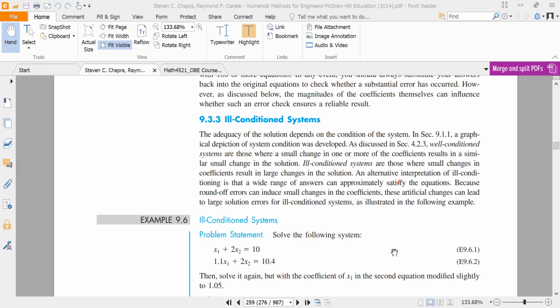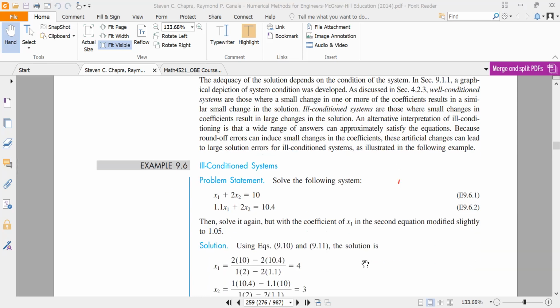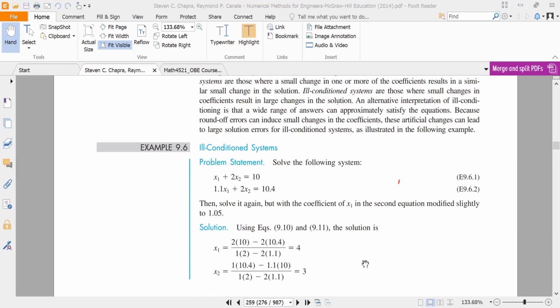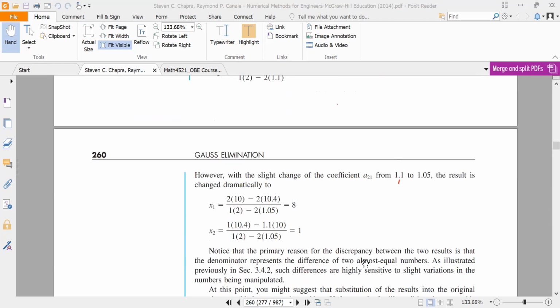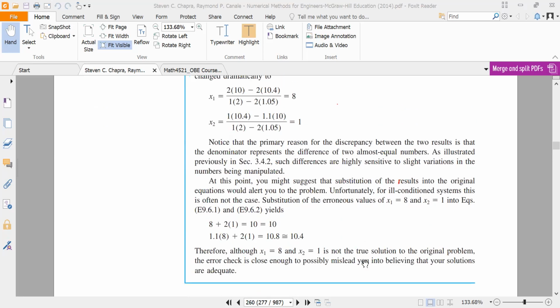This is the original form of the equation. Later, you are asked to solve it if the x1 coefficient of equation 2, that means 1.1, is changed to 1.05. A minor change is there. Then let us examine how your solution will be affected. The equation is solved as it is, and your solution is x1 equal to 4, x2 equal to 3. Now, if we change the coefficient of x1 in equation 2 from 1.1 to 1.05, you see that your solution is 8 and 1. This solution is completely different from what you obtained earlier.